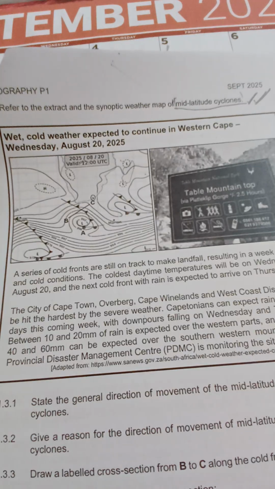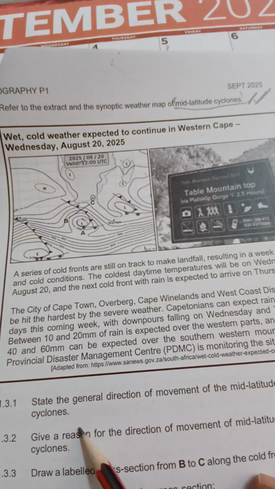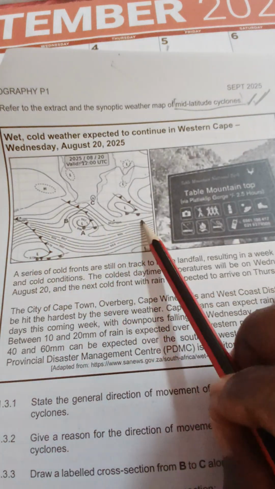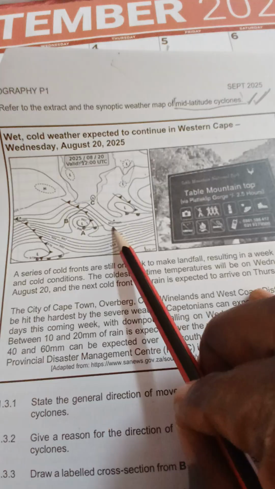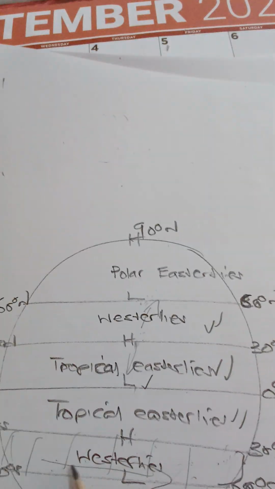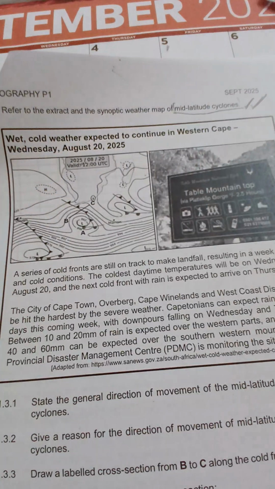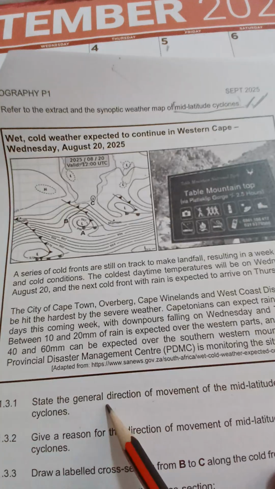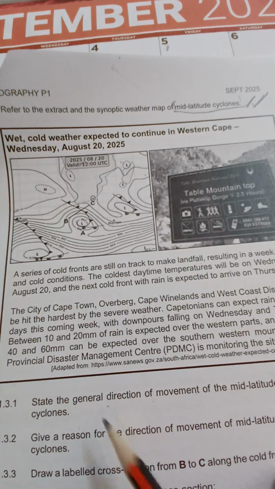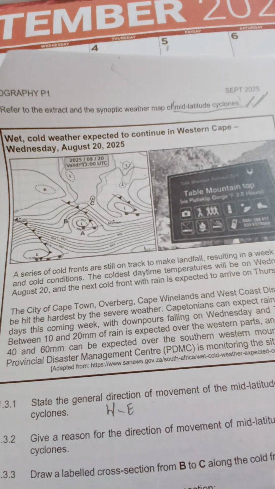So the first question reads, state the general direction of movement of the mid-latitude cyclone. You can see it's moving from here going towards this direction, which means from west to east. It's moving eastwards. I've also shown you from this diagram that they are influenced by the westerlies, which means they move from west to east. So the correct answer there is eastwards. They move from west to east or eastwards.